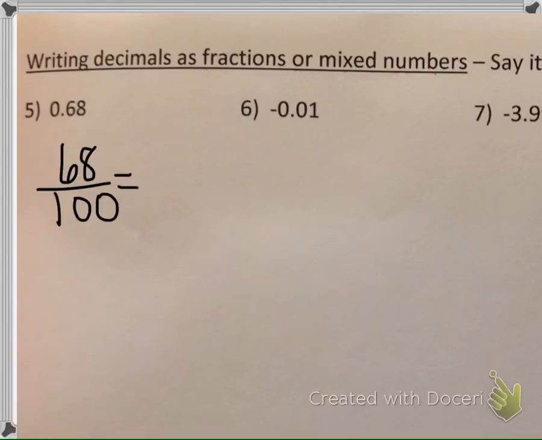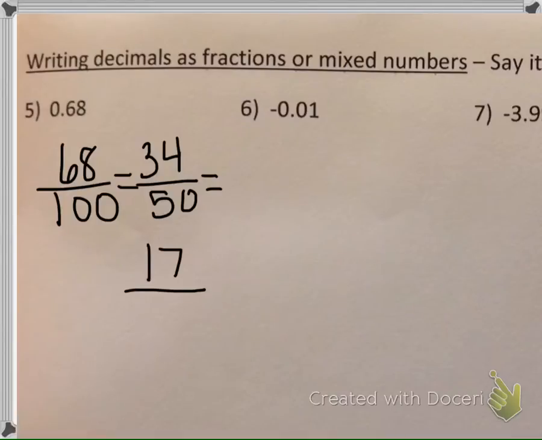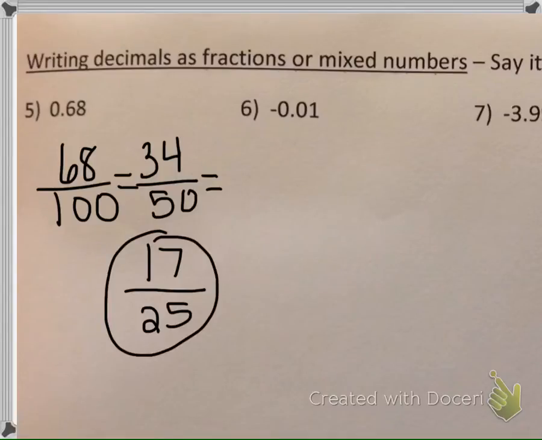So 68 divided by 2 would be 34, and 100 divided by 2 would be 50. And then 34/50ths is also both even numbers, so you know that could be divided by 2. 34 divided by 2 is 17, and 50 divided by 2 is 25. So 17/25 for number 5.